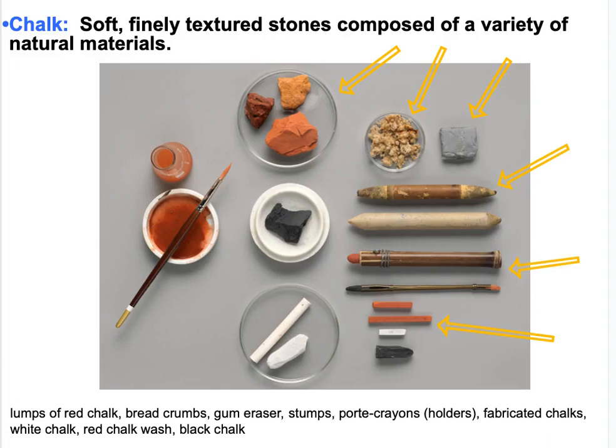Then we have white chalk, very familiar, I'm sure. Sidewalk chalk, school board chalk, same type of thing. This is a red chalk wash, where water has been added to the ground up chalk. So this would be like taking this chalk, grinding it up, adding water to it, and then you can paint it on in what we call a wash, where it looks almost like a thin watercolor layer of chalk. And then black chalk. So the three main colors are red, white, and black for chalk, as you see.